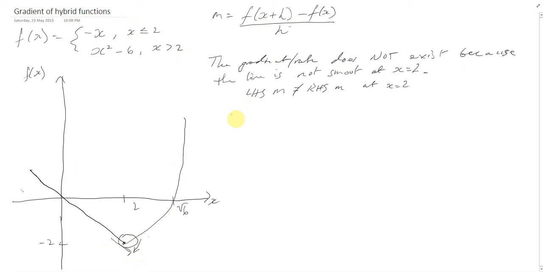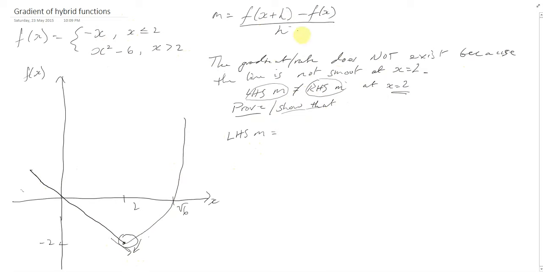So if we have a question that says something like prove that the gradient doesn't exist, or show that the gradient doesn't exist, which is the same thing as prove, then we've got to calculate the left-hand side gradient and the right-hand side gradient at x equals 2 and show that they're not equal to each other. Okay, so let's actually do that. Let's calculate the left-hand side gradient.